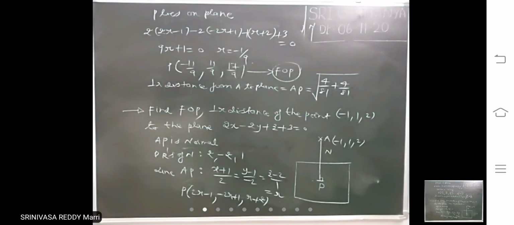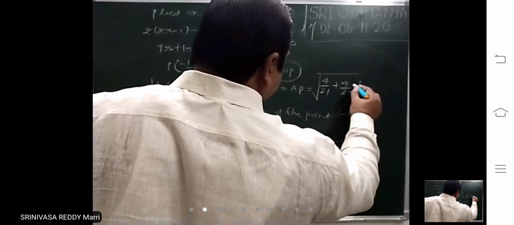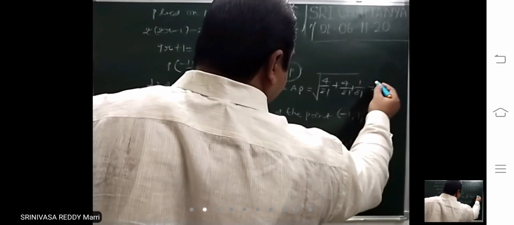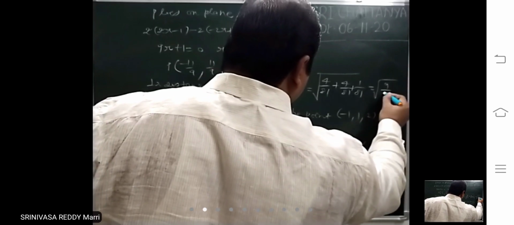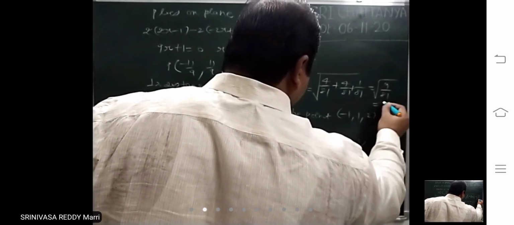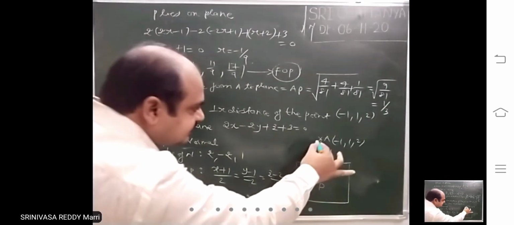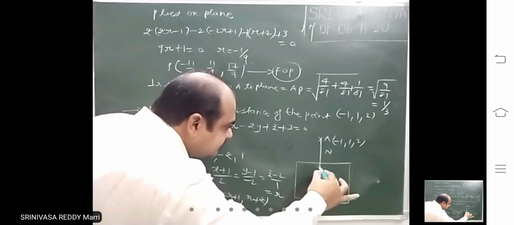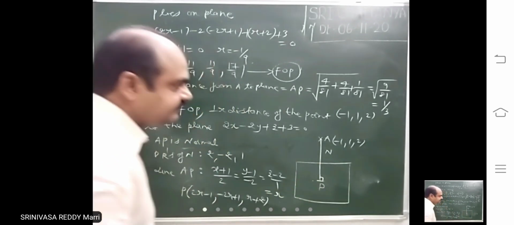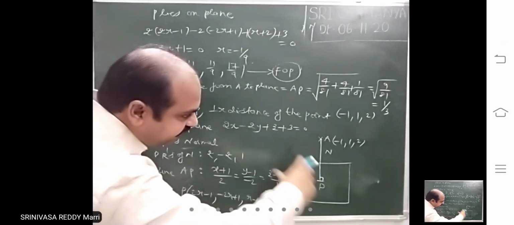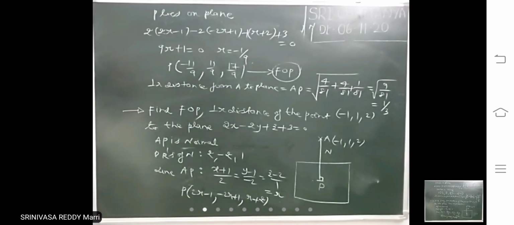So 17 by 9 minus 2, that means minus 1 by 9 whole square, that means 1 divided by 81. So it comes out to be root of 9 by 81, 1 by 9 and 1 by 3. Perpendicular distance is nothing but this distance, which is 1 by 3. This is the general method of finding the perpendicular distance and foot of perpendicular.